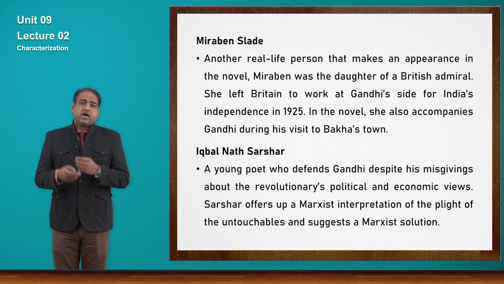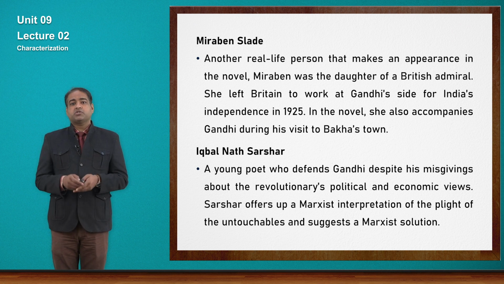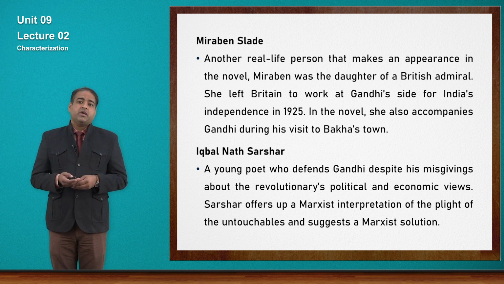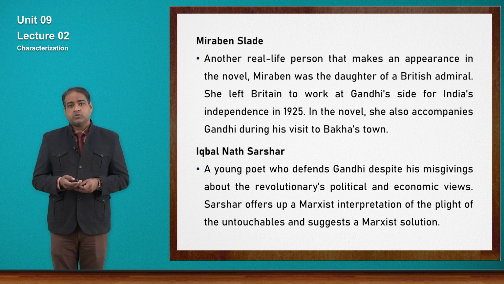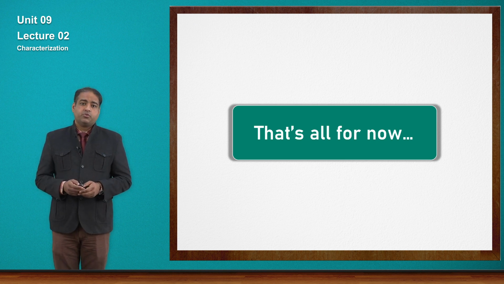We have another character whose name is Iqbal Nath Sarsar. Now, what is his role in the novel? Let us read it. He is a young poet who defends Gandhi despite his misgivings about the revolutionary political and economic views. Sarsar offers up a Marxist interpretation of the plight of the untouchables and suggests a Marxist solution. Friends, this person Iqbal is a Marxist and he refused Gandhi's ways of changing the status of these untouchables. He wanted a revolution to happen in Indian politics and Indian economics. So he is a little bit different in his approach from Gandhi, but he was also seriously thinking of improving the status of untouchables in the Indian community.